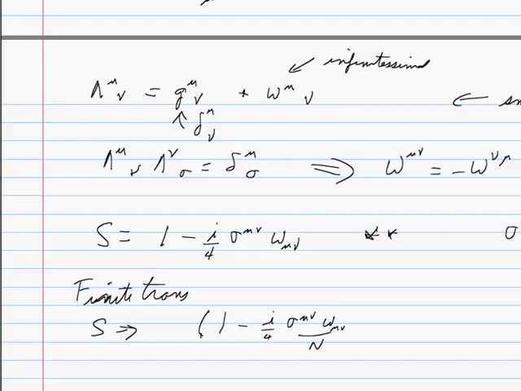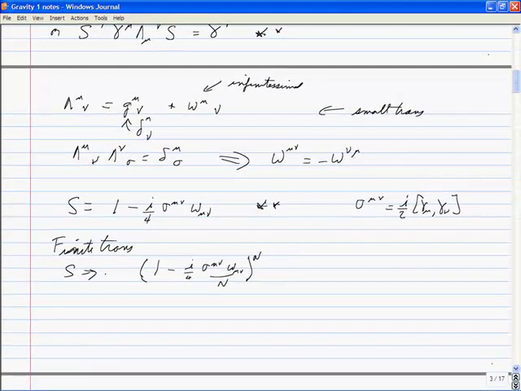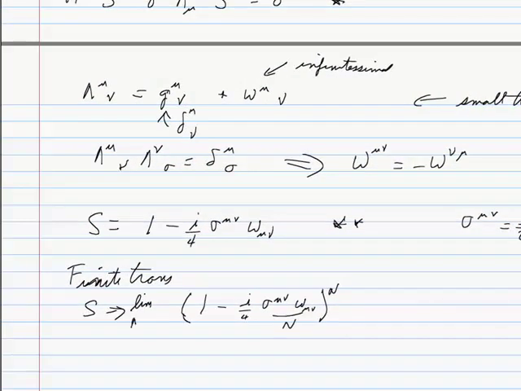over n. So if I make up one big transformation with n small ones, I would have that as my transformation matrix. So I have one finite transformation made out of n infinitesimals, and I take the limit n goes to infinity, and this just exponentiates. This is e to the minus i over 4 sigma mu nu omega mu nu. So there's the description of a Lorentz transformation for a fermion.